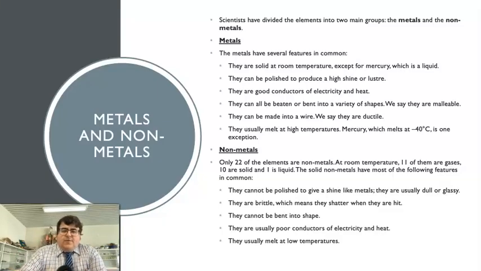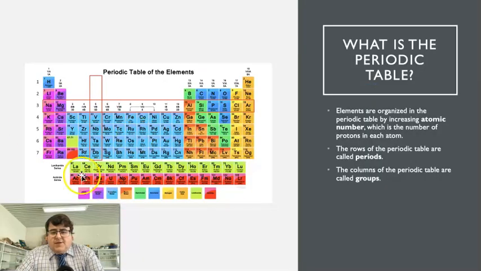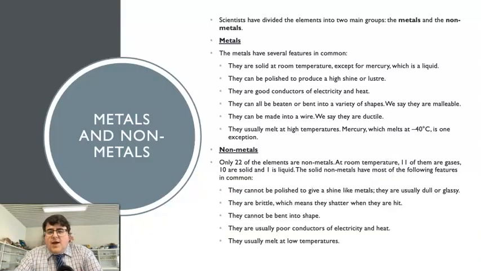Okay, so moving on a little bit more to the metals and the non-metals. So when we're looking at the periodic table, it's actually split into metals, non-metals, and metalloids. So metals are basically anything around here, and non-metals over on this side. Metals have several features in common. They're solid at room temperature, except for mercury, which is an exception to the rule. Mercury is actually a liquid at room temperature.